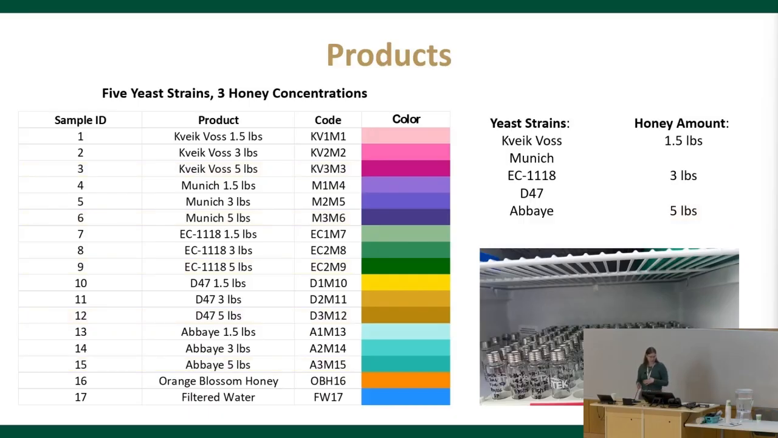The honey used to produce all of these meads was the orange blossom honey from Silverhand Meadery, and the filtered water shown at the bottom is the filtered water used to actually brew the meads. In all of the cases, the lightest color corresponds to the lowest concentration of honey, and the highest color corresponds to the highest concentration of honey.